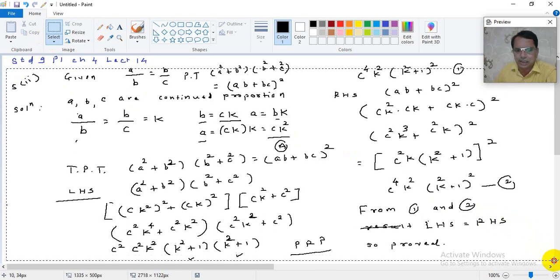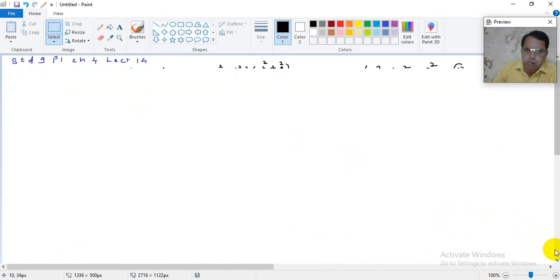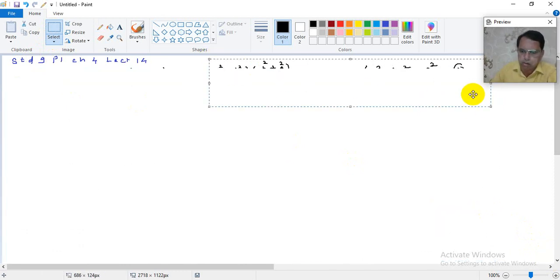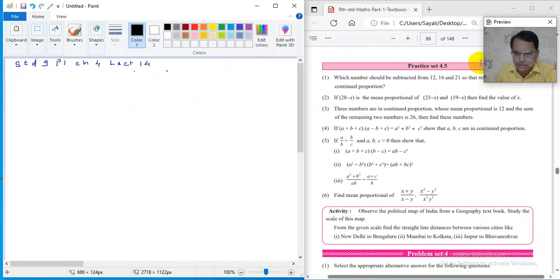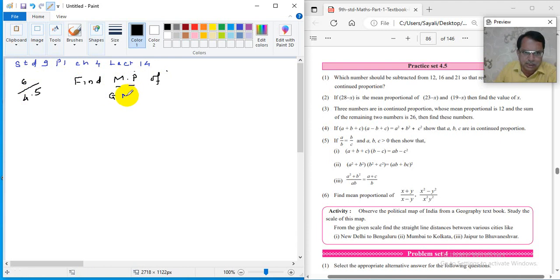So I will erase all this now and we will go for the next problem. Okay, so now this is done. Now we are asked in problem number 6, suppose problem number 6 of 4.5. What is this? Find the mean proportional of, mean proportional म्हणजे geometric mean. It is not given there, but you should know that these are same things. Mean proportional and geometric mean are two same things.